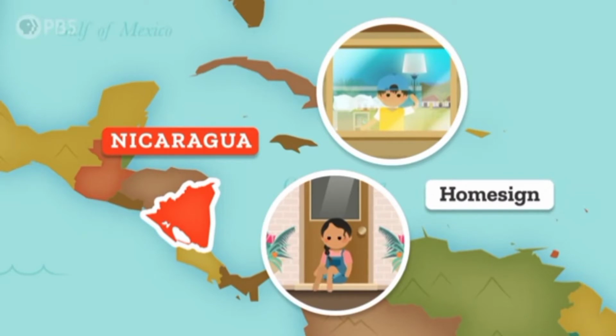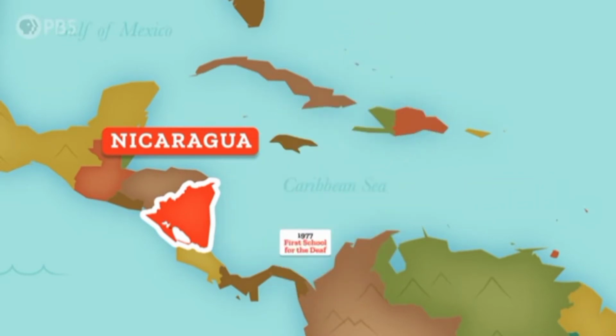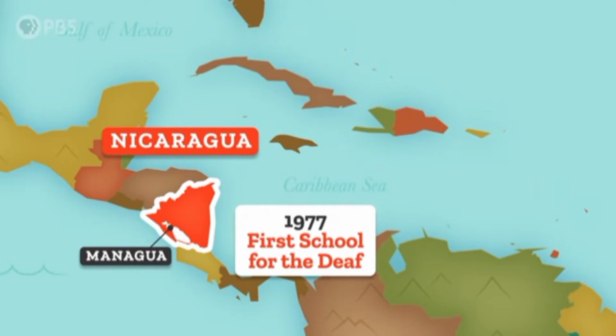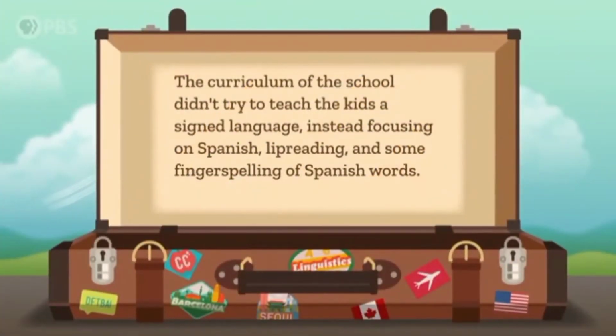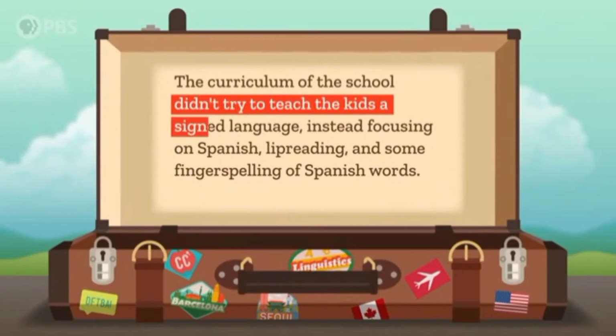This changed in 1977, when Nicaragua established the first school for the deaf and brought together deaf children of a wide age range from villages all over the country. The curriculum of the school didn't try to teach kids a signed language.